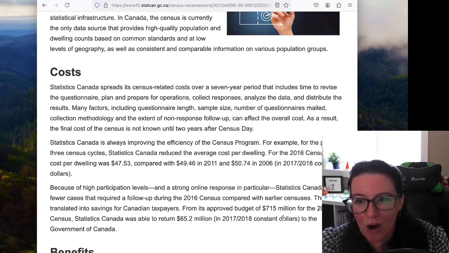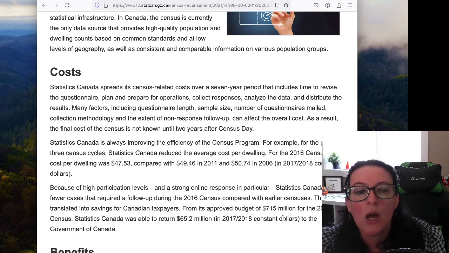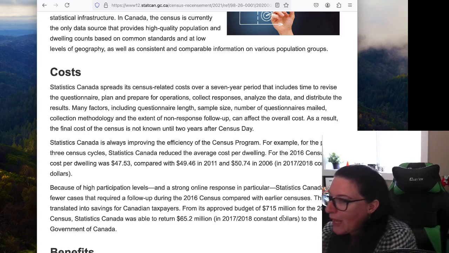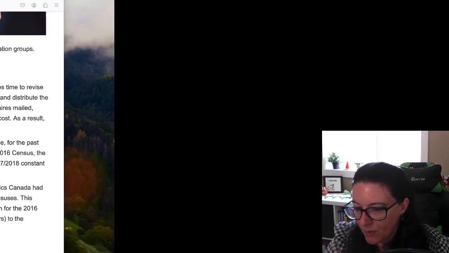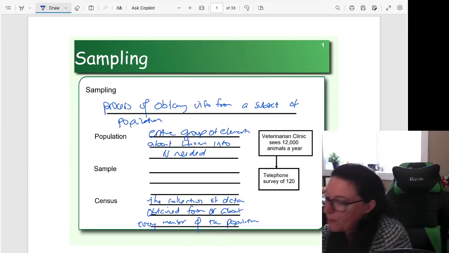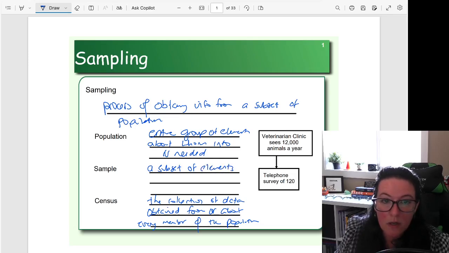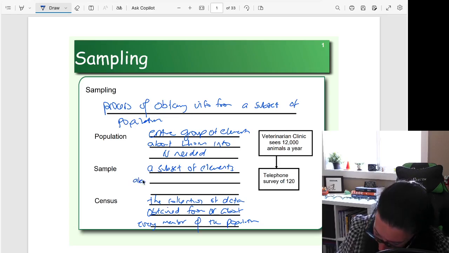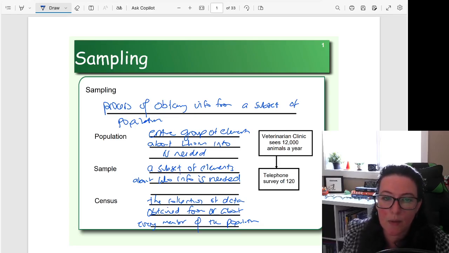Well, because it can be cost prohibitive, we can't afford to talk to everyone, and very time consuming, we don't have time to get a hold of everybody, we then want instead a sample. And so when we talk about a sample, we are talking about that subset of the population. So our sample is a subset of elements about whom info is needed. So we need to figure out who this sample is that we're going to collect.